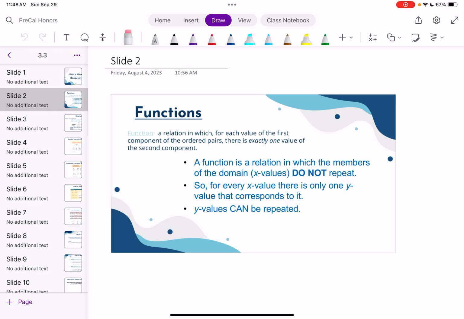So your x values, they do not repeat. They will only occur once, and they will always come out with a secondary y that is once. So for every x value, there is only one y value that corresponds to it. Y values can be repeated though, okay? So as long as there is one x, you can have one x with one y, or you can have one x with multiple y's, but you cannot have multiple x's within your function.